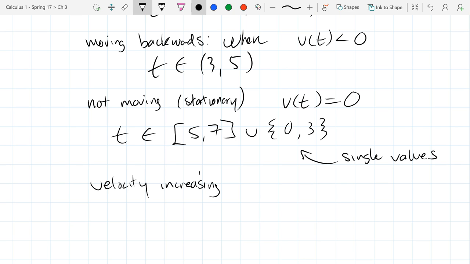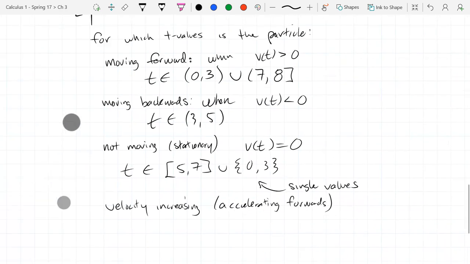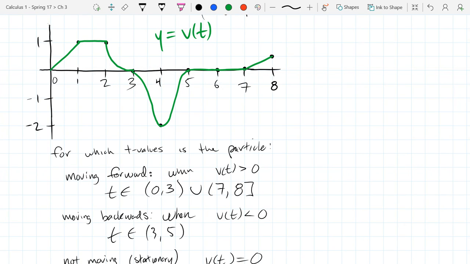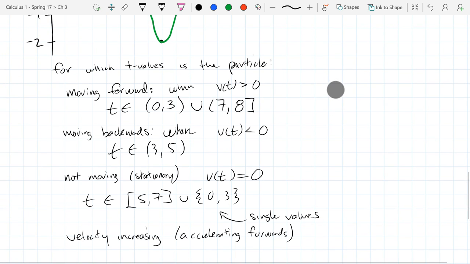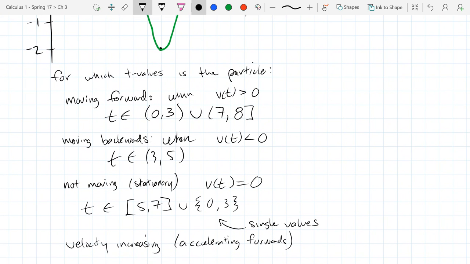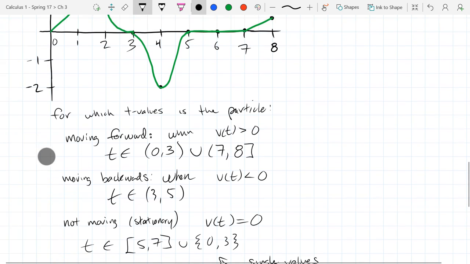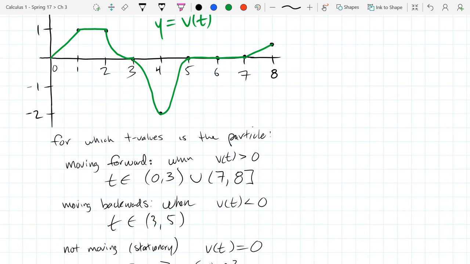So next up, velocity increasing, also known as accelerating. And I'm going to write accelerating forwards. So velocity increasing. Good news is we have a velocity graph. What property of the graph means that our velocity is increasing? It's not the same as moving forward, so it's not going to be when v of t is greater than 0. What property of this graph do I need to look at to know when the velocity is increasing? Positive slope. So it's all about slope of the graph.